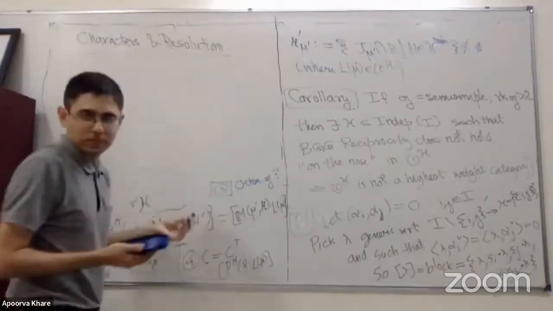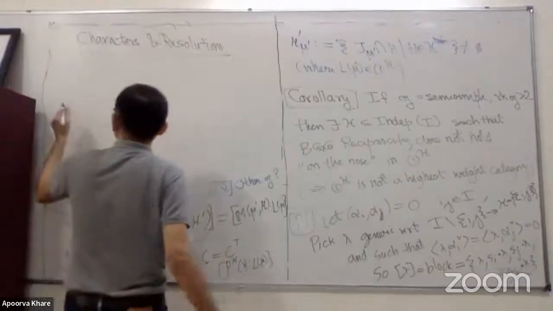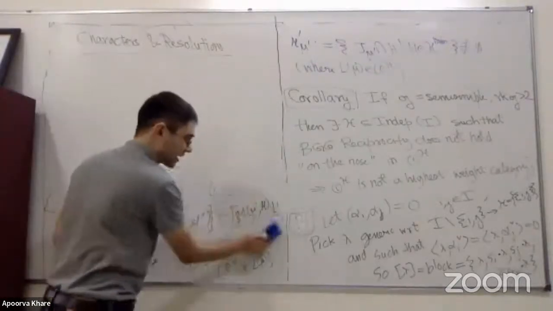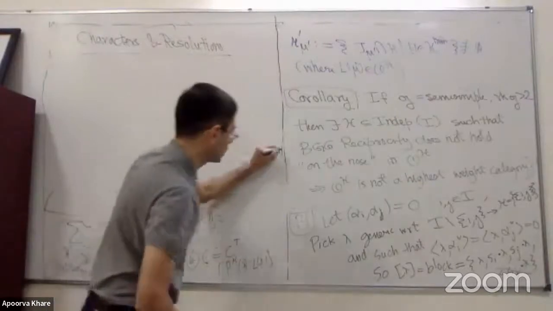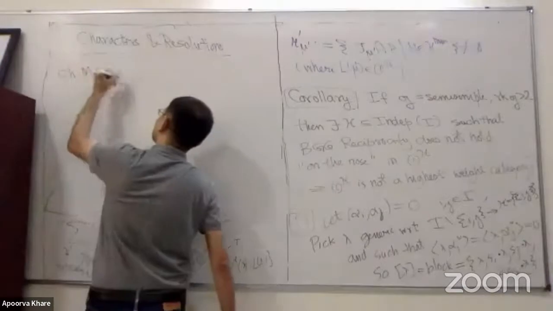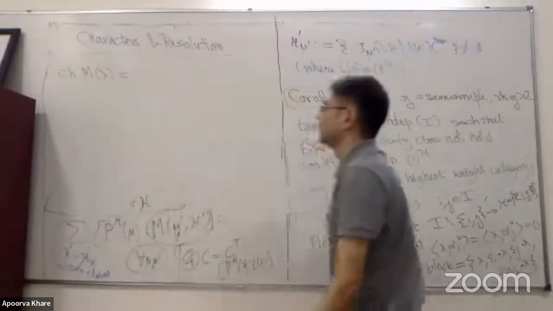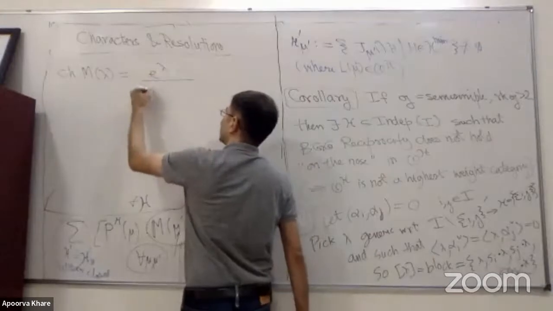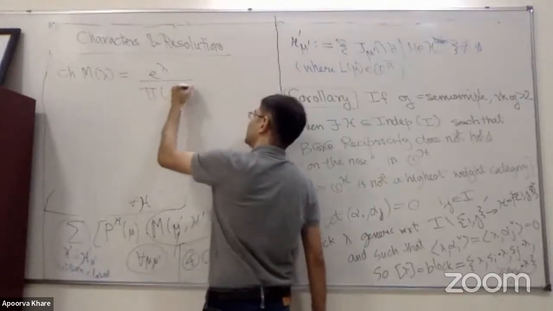Okay, so let's remember the wildcard. Before the wildcard formula, before characters of simple modules, there are characters of Verma modules. It always starts with Verma. So let us remember the character of the Verma module. Okay, so this is what it is: e raised to lambda divided by the product of 1 minus e raised to minus alpha.